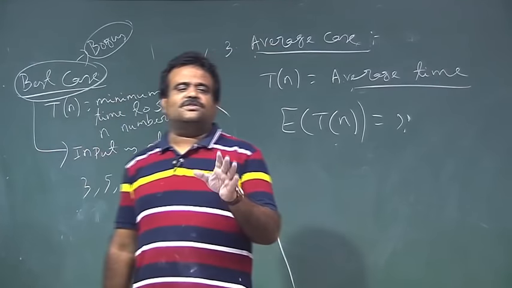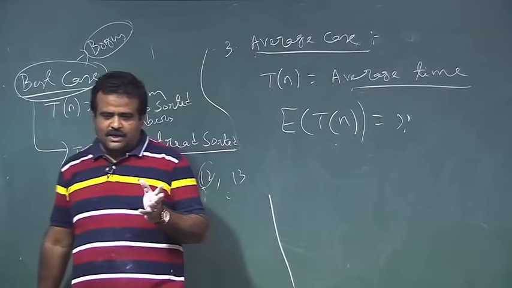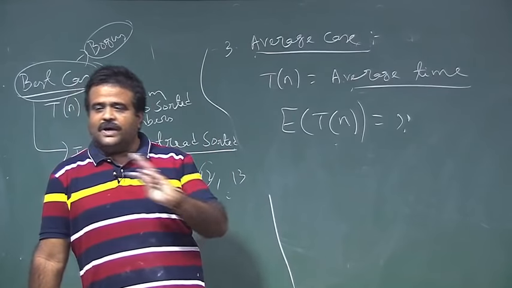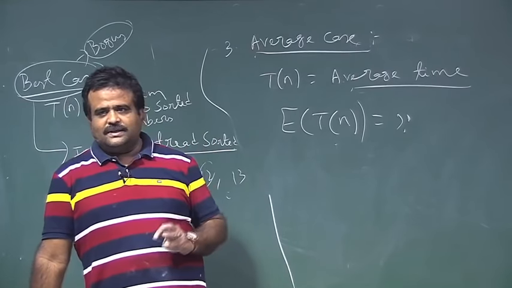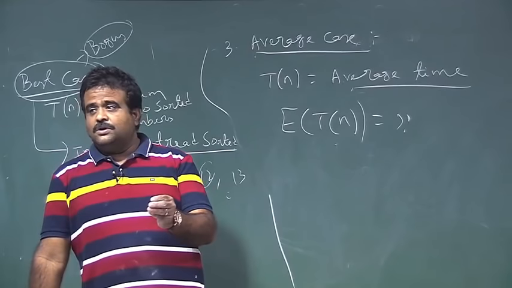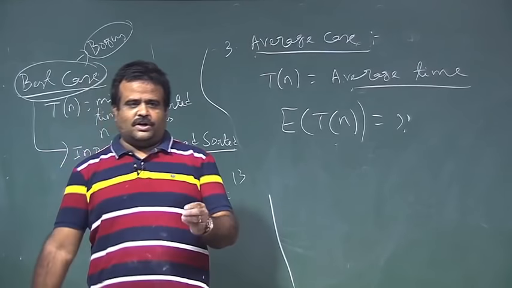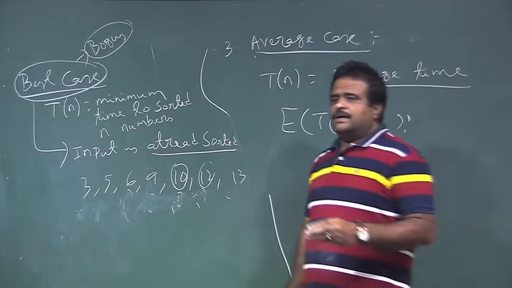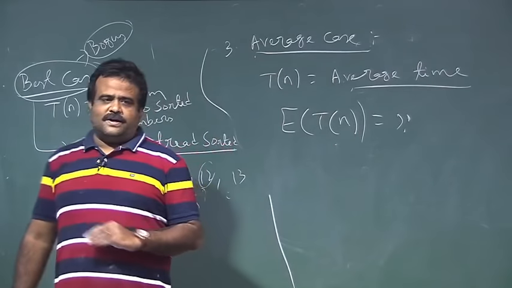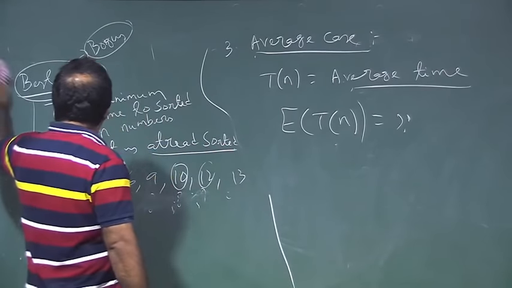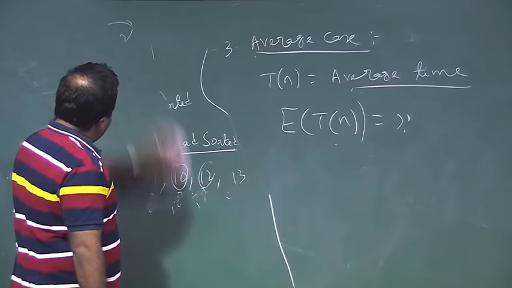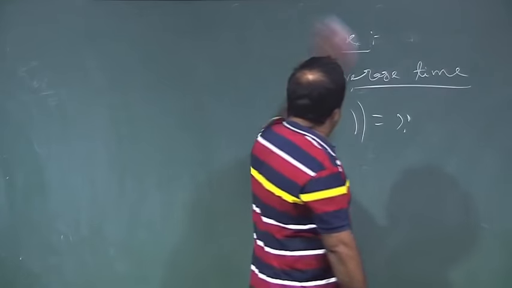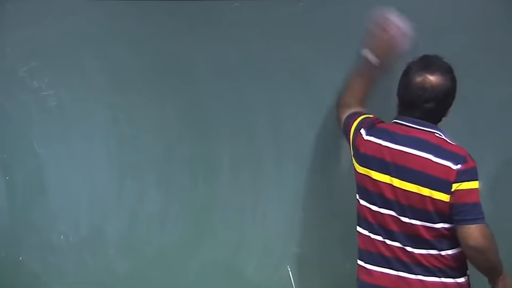Okay. So these are the three types of analysis one can think of for any algorithm. The worst case is the maximum time for any input, the best case is the minimum time, which occurs for certain input, and the average case is the average or expected runtime. Now, we know the worst case is the usual analysis one must go for.